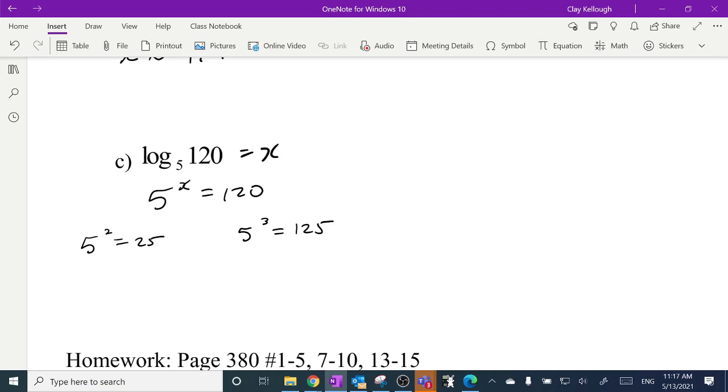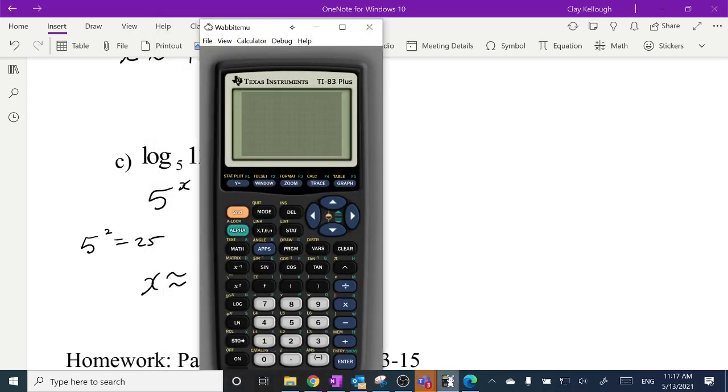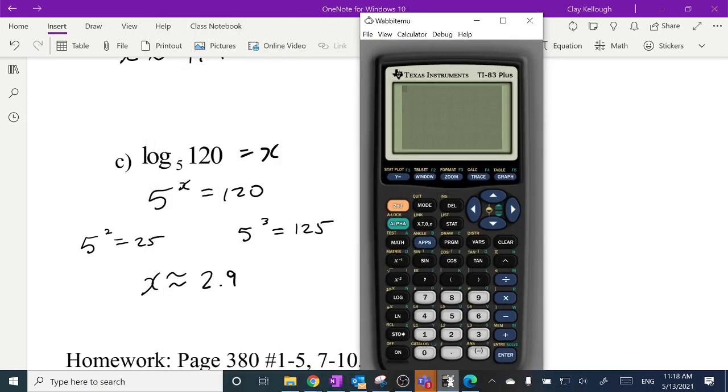So I'm thinking x is going to be maybe 2 point... Actually, I almost want to say 2.9. Okay, sure. Well, let's guess 2.9. What do you think? 2.9. Let's see. Does 5 to the power of 2.9 get me pretty close to 120?